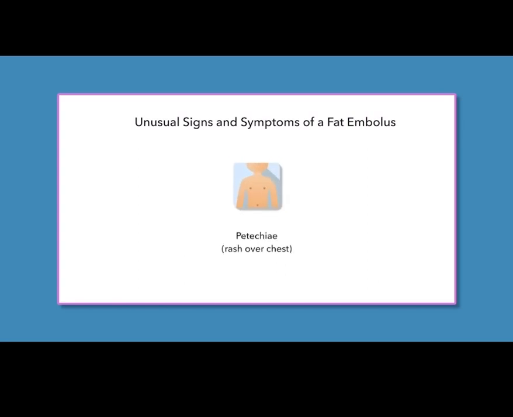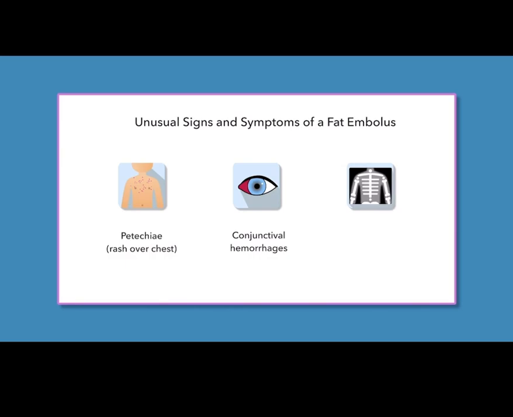Now, on the handout, I've written down for you some unusual symptoms you see with the fat embolus. And the first one is petechiae, or rash over the chest, caused from embolization of skin capillaries, all right? Also, conjunctival hemorrhages may be seen where they actually start bleeding into the conjunctiva of the eye. Now, that's a little different too, isn't it? Yes. And another one you may see is called a snowstorm on the chest x-ray.